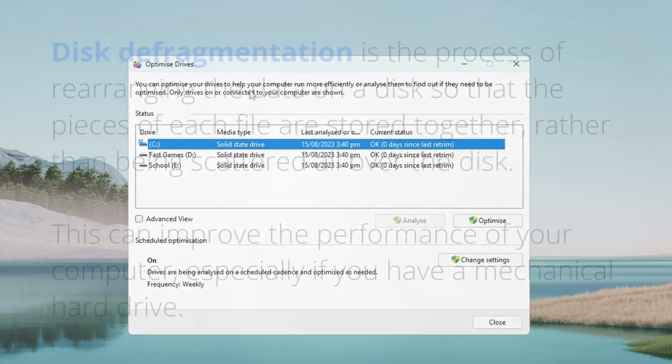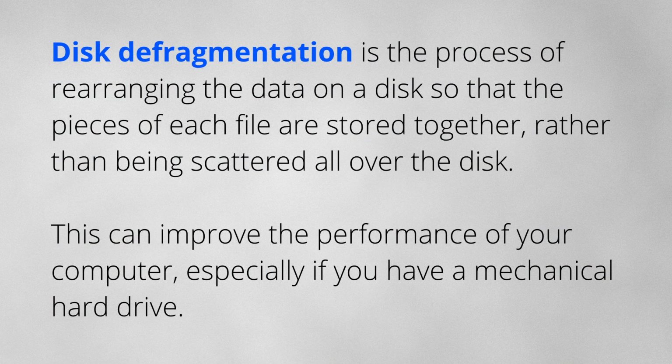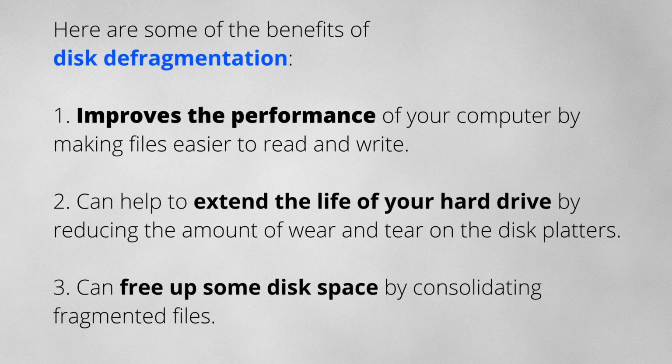So basically, disk defragmentation is a process of rearranging the data on the disk so that the pieces of each file are stored together. Now this can improve the performance of your hard disk drive by making it faster to read and write files, help extend the life of your hard drive by reducing the amount of wear and tear on the disk, and the last is it can free up some disk space by consolidating fragmented files.